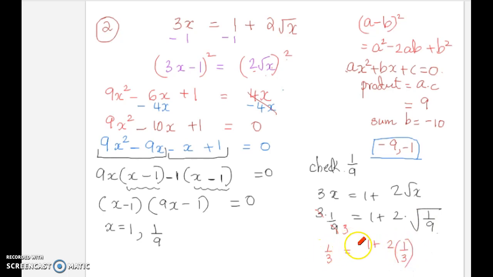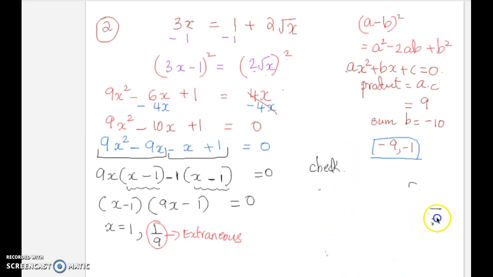So when you add these fractions, I have 1 over 3 on this side and 1 plus 2 over 3 on the right side. Both these fractions are not the same. When you add, you don't get the same answer. So 1 over 9 is an extraneous solution. So we can clear that and we can check for 1 now.